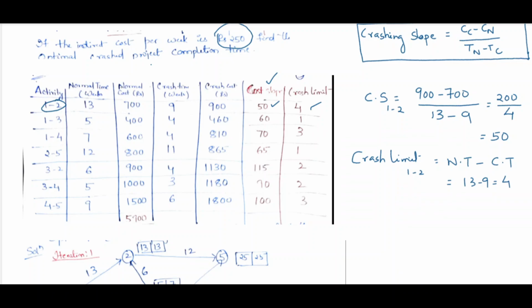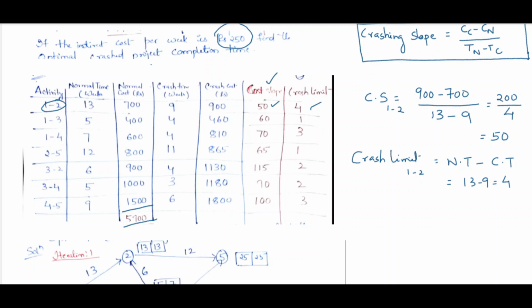Now we will compute the total normal cost. If you add all these sums, it is 700 plus 400 plus 600 plus 800 plus 900 plus 1000 plus 1500. You will get 5900 rupees. It is the normal cost.